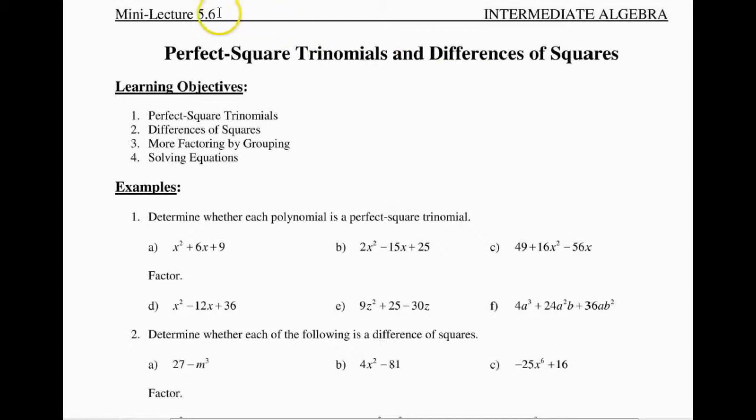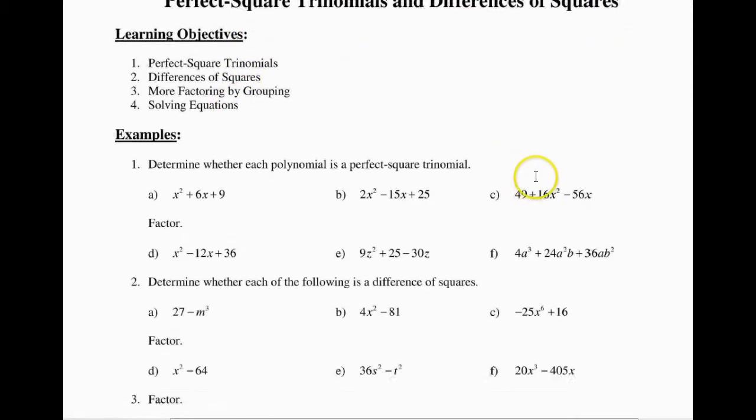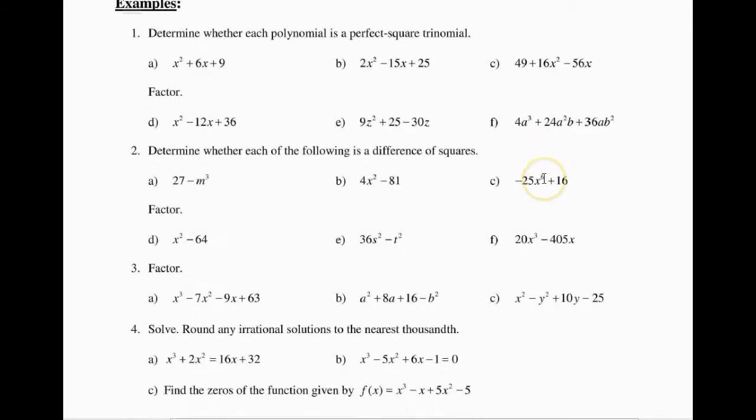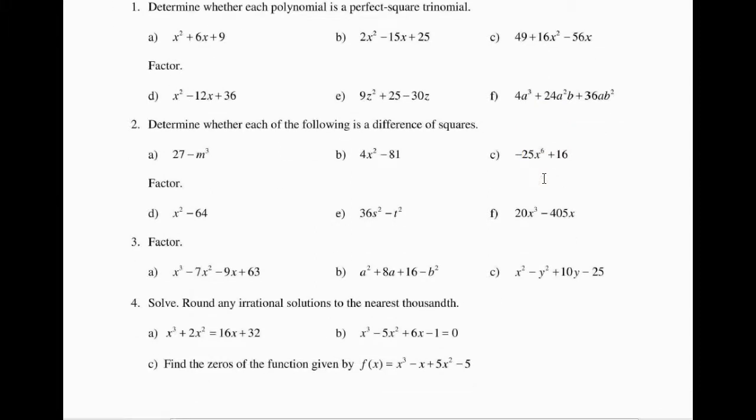Going on now to topic 6 of chapter 5, where we're going to do some special products that we did in an earlier lesson, when we see perfect square trinomials and the differences of squares. And these are the objectives. So let's get started. And the first thing they want us to do is to determine whether these are perfect square trinomials.